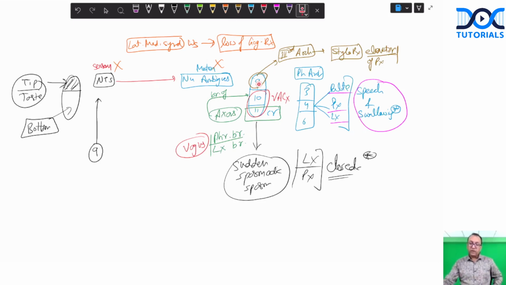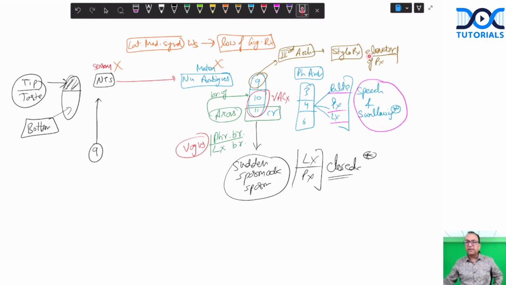So I'll repeat again. Though I told you that nucleus ambiguus will have nerves 9, 10, 11, chiefly it is the vagus accessory complex which works, because the ninth nerve is the nerve of the third arch. The third arch has only one muscle, which is stylopharyngeus, and it is an elevator of the pharynx. It has nothing to do with the palate.